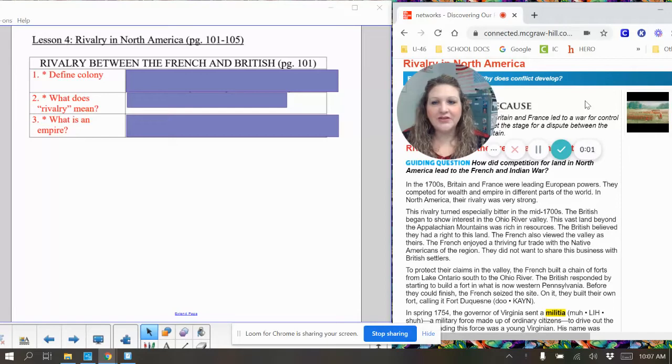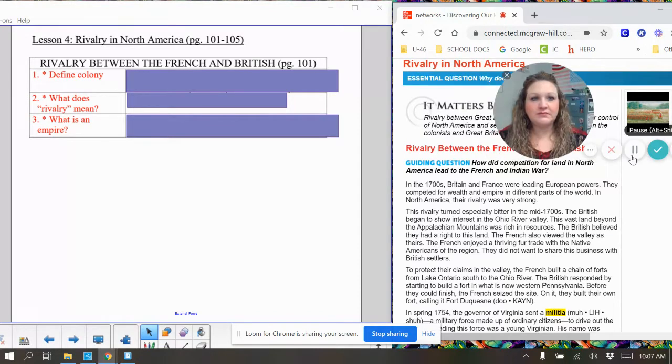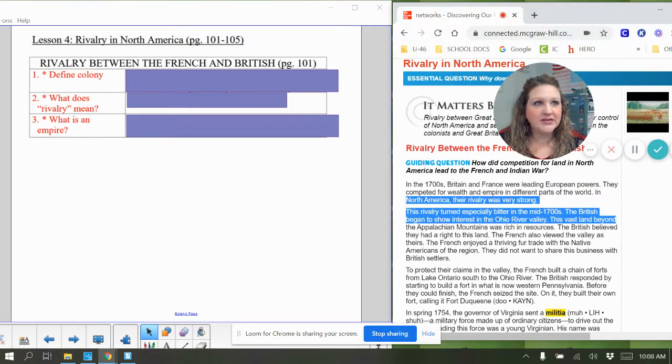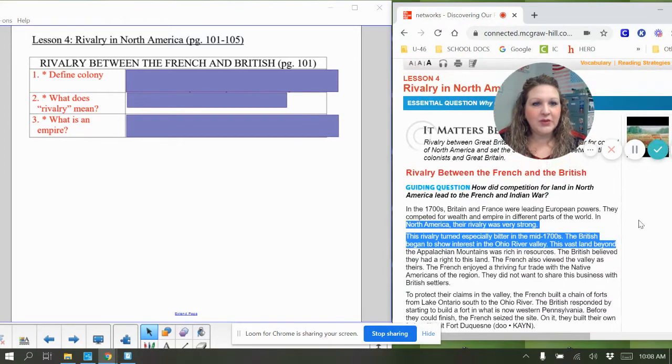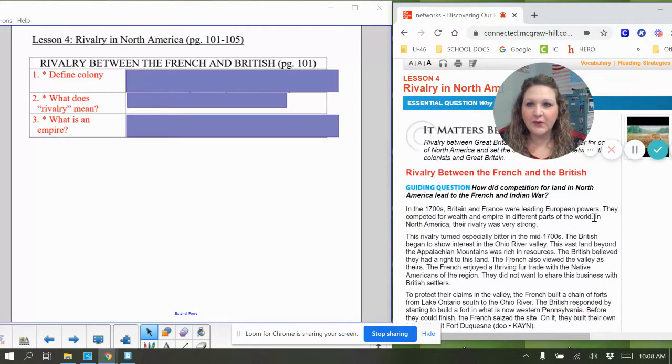Moving on in chapter 4, lesson 4, rivalry in North America. You will see that the beginning of these notes have the red asterisk on them. The red asterisk means that you are not going to find this information in the textbook, at least not in this place that we're looking at. So we're going to start with rivalry between the French and the British, which is here in the text, but we are not going to start reading right away.